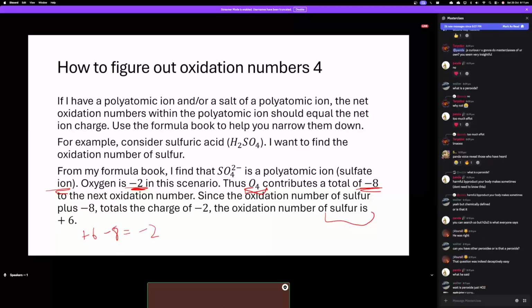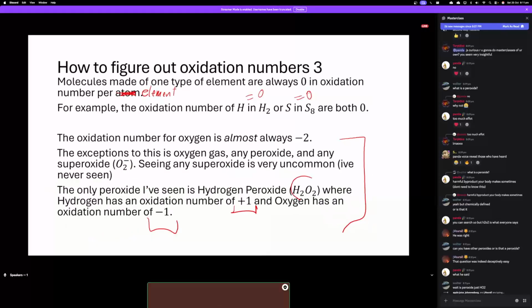Even hydrogen peroxide coming up is very unlikely. Hydrogen peroxide is H2O2. Hydrogen is +1, oxygen is -1.